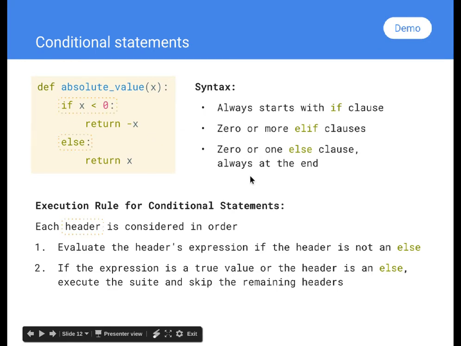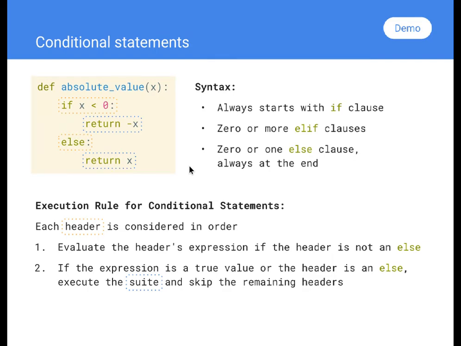So just to highlight the parts again, we have headers over here, and then we have each suite, which is what you do in the case that that header is true. So notice that the suites are indented, kind of like the way we do it with def statements as well. So you indent them with a couple of spaces.